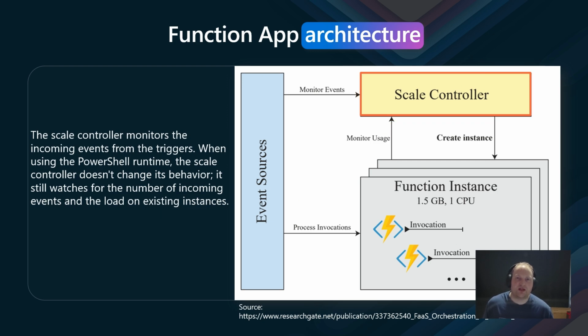The scale controller monitors the incoming events from the triggers. When using the PowerShell runtime, the scale controller doesn't change its behavior at all. It still watches for the number of incoming events and load based on existing instances. With PowerShell functions, like other Azure functions, this will scale up to multiple instances if the demand increases. The scale controller determines when to spin up or down additional function instances based on metrics like the rate of incoming events or CPU and memory usage.